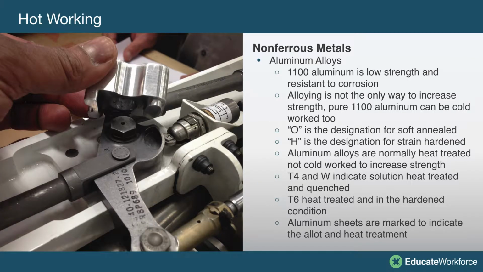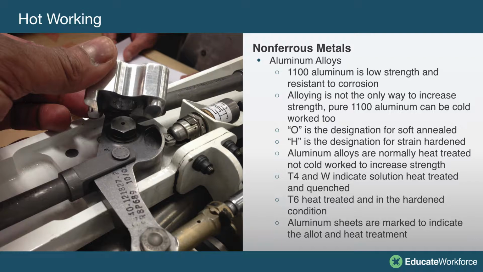Non-ferrous metals, aluminum alloys. 1100 aluminum alloy is low strength, highly resistant to corrosion. If you remember from earlier discussions, that's 99% pure aluminum. Alloying is not the only way to increase the strength of pure aluminum. The other way to increase it would be to cold work.